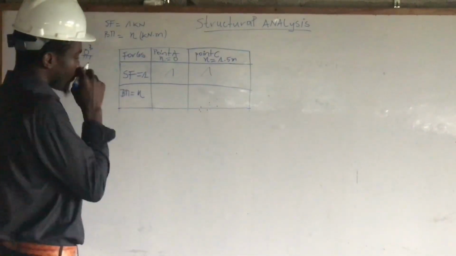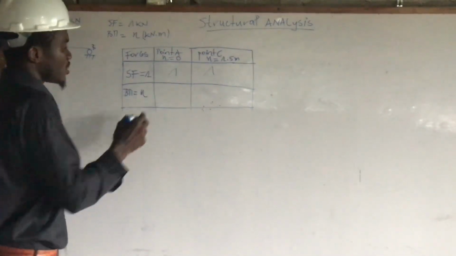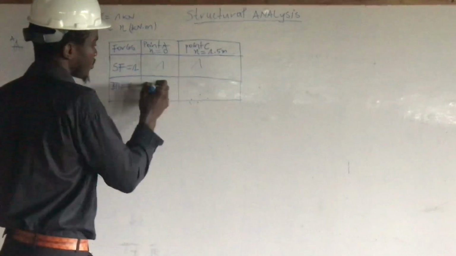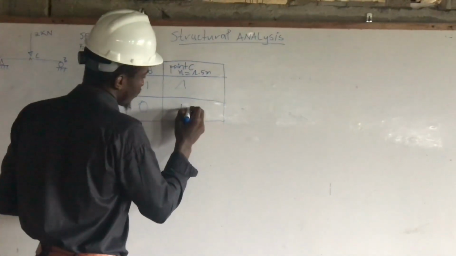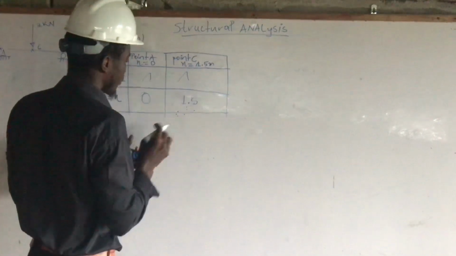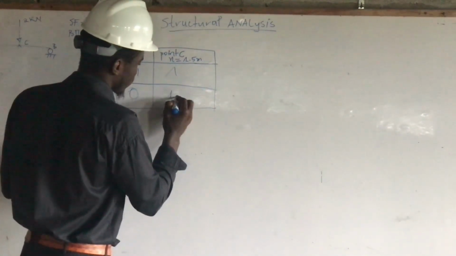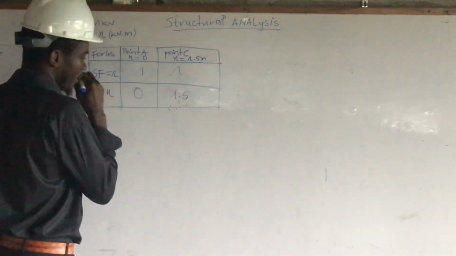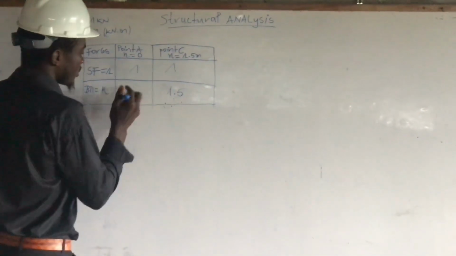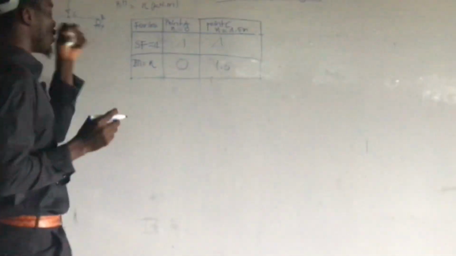Here we have the bending moment equation, BM equal to x. At x equal to 0, we have 0. At x equal to 1.5, you have 1.5. At x equal to 0, we have 0.